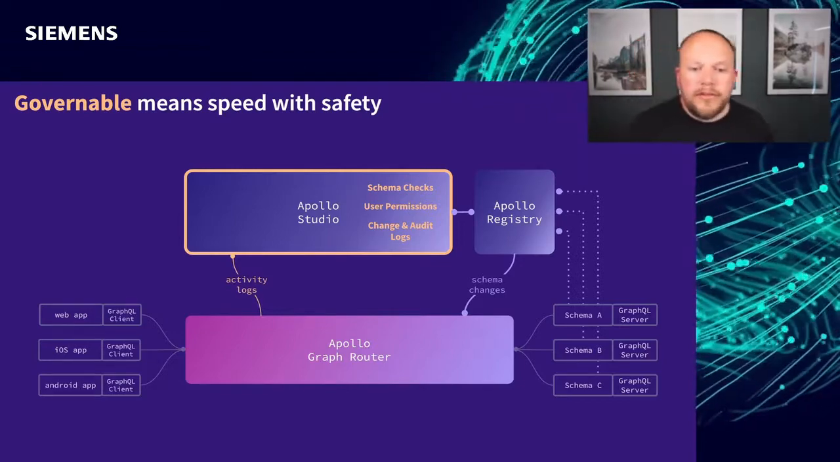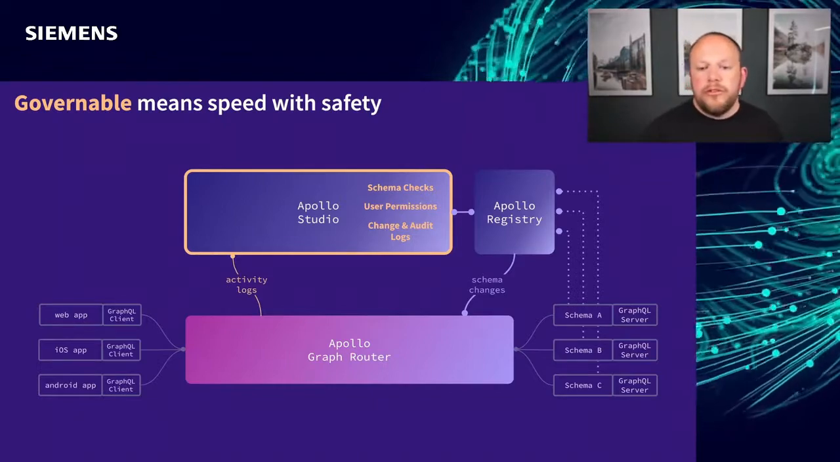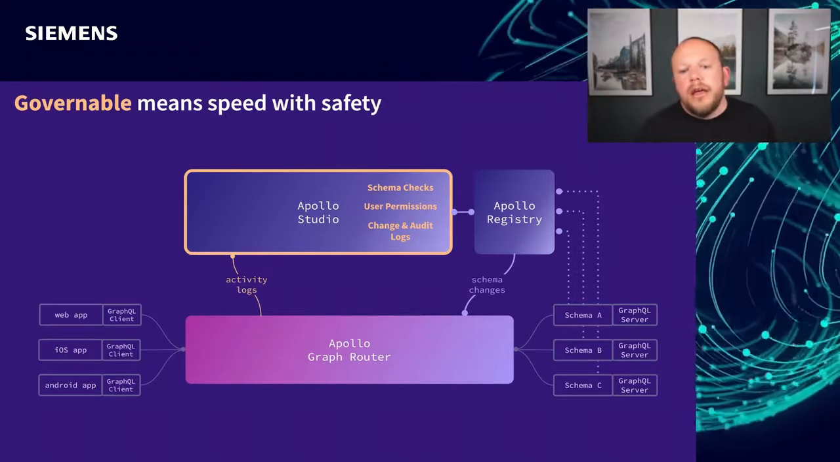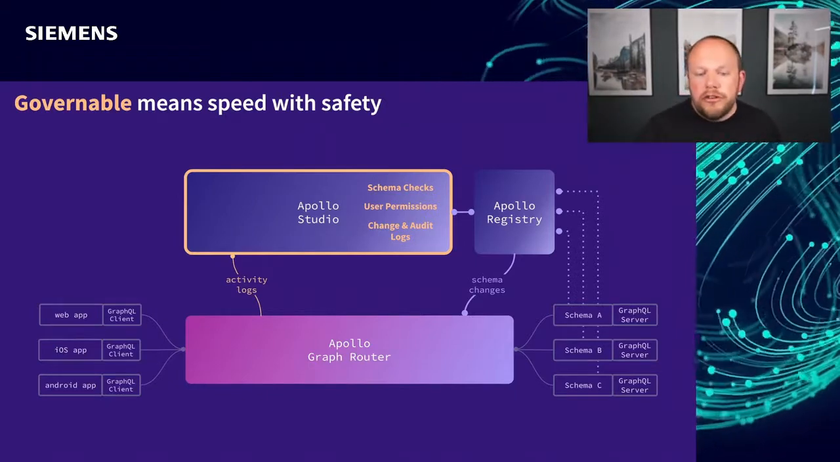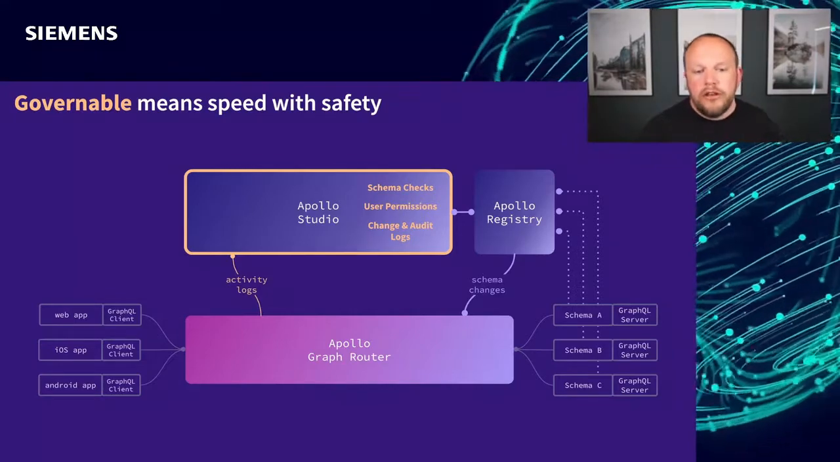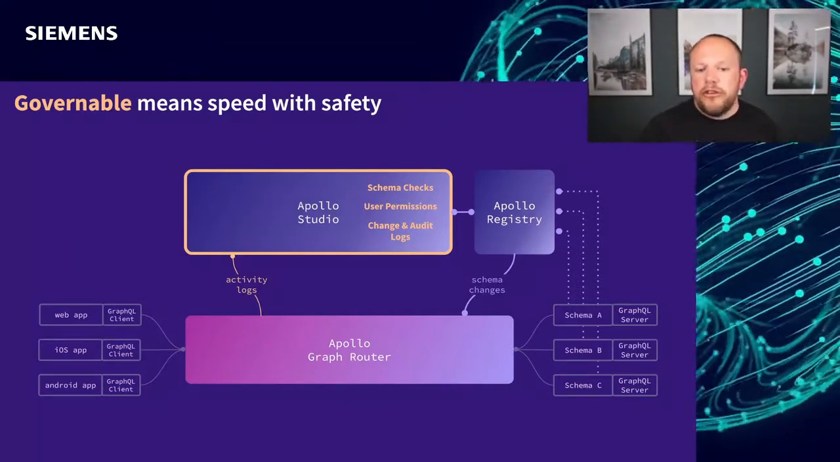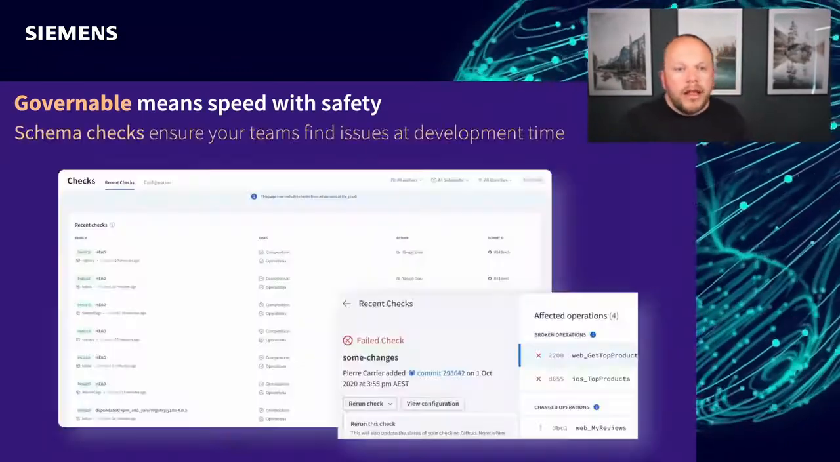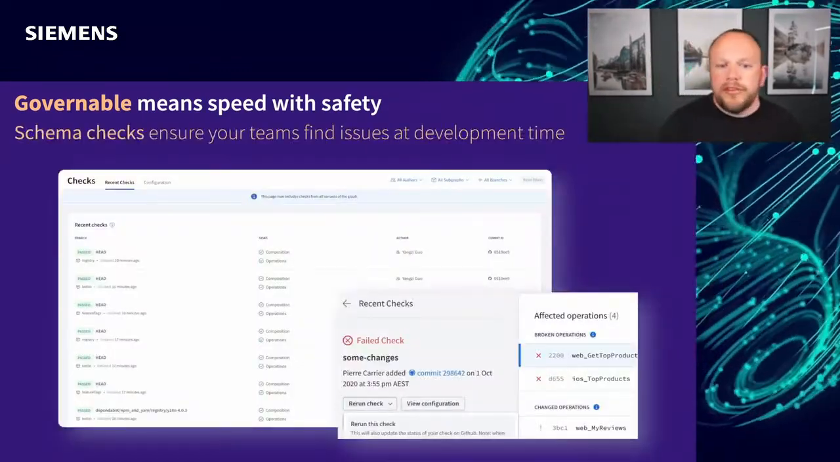The next aspect of governance is a flexible set of user permissions that dictate what level of access a user has to information within Studio, and what permissions they have to push changes to your graph. You can lock down the production version, for instance, to only allow certain users to push changes. And finally, we have change and audit logs to keep track of what has changed in your graph and who changed it. Let's take a quick look at schema checks in a bit more detail.